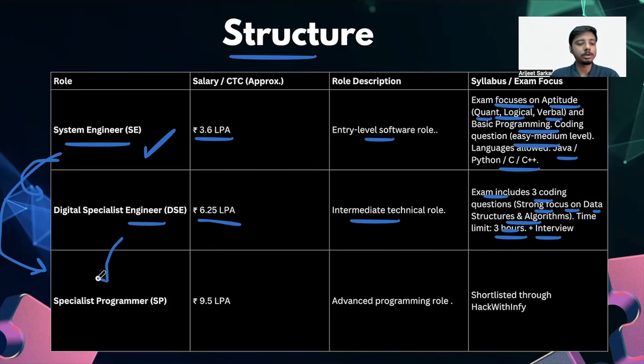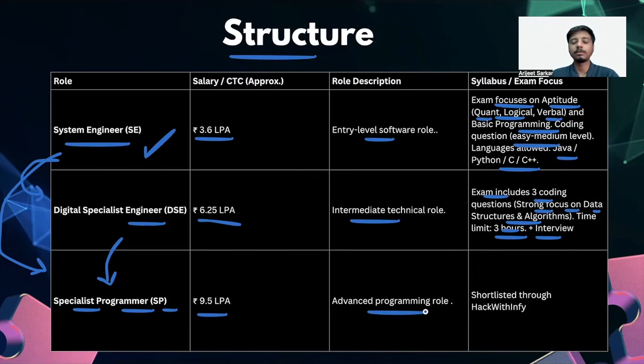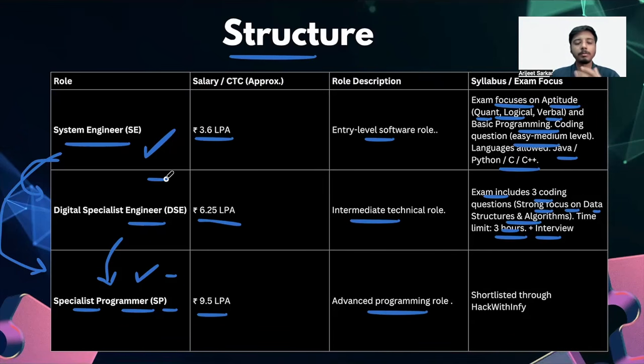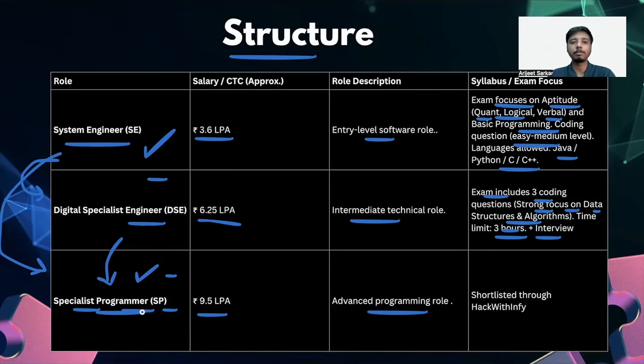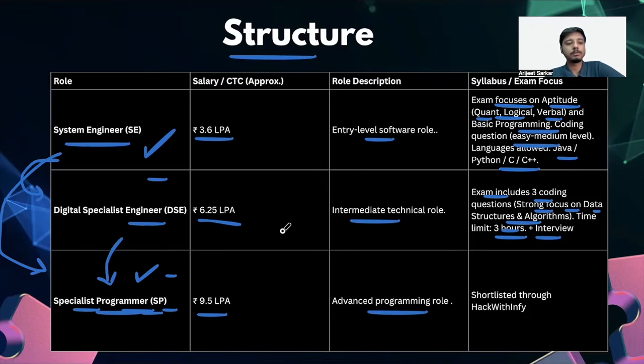Now, moving on to the third, we have the specialist programmer role, which is SP, and here the base pay is 9.5 lakhs per annum, and it's an advanced programming role. By which I mean, to crack this particular role, we need very good proficiency in coding as well as technical fundamentals, right? The seats are going to be very limited for this role. For DSE, we have a moderate number of seats, but for specialist programmer, only the top performers are going to be shortlisted, right? So that was the basic difference between all these three roles.